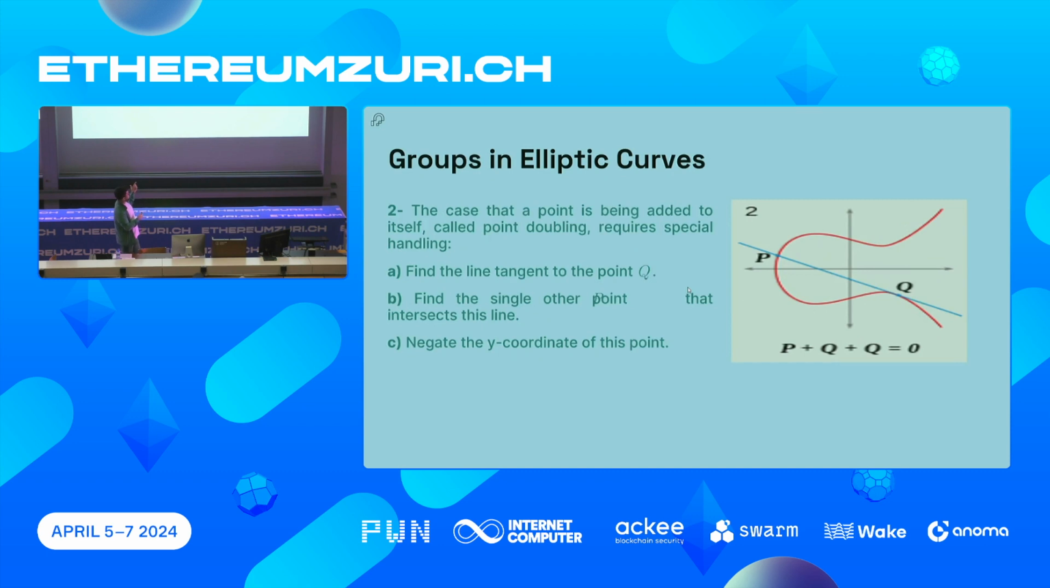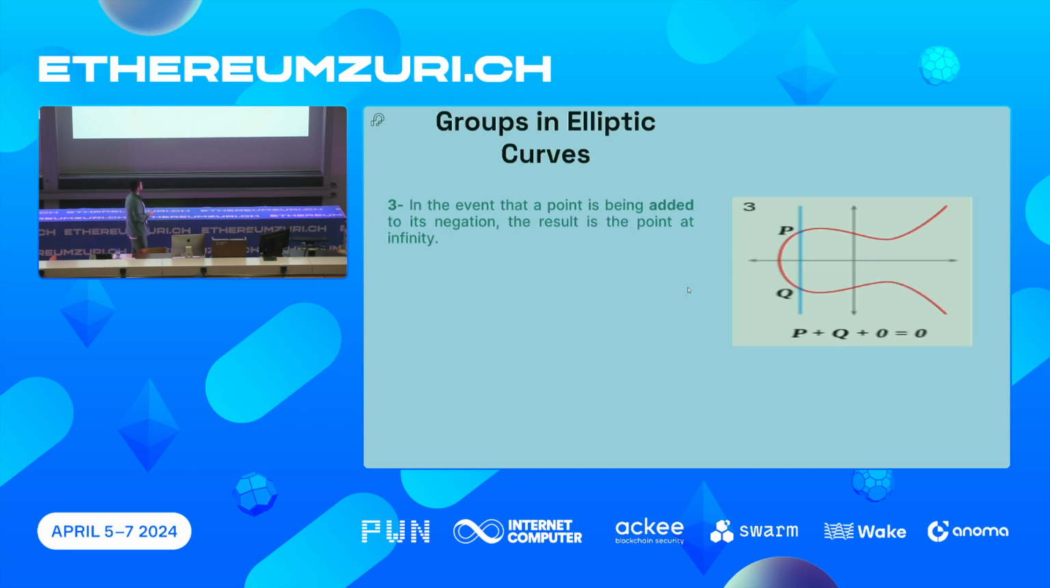And what if you want to, for example, double your point, so Q plus Q? You have to take the tangent at your point and look for the intersection point, and again take the negate of it on the y-axis. So Q plus Q is equal to minus P. This is how we do the double operation, or addition to itself.